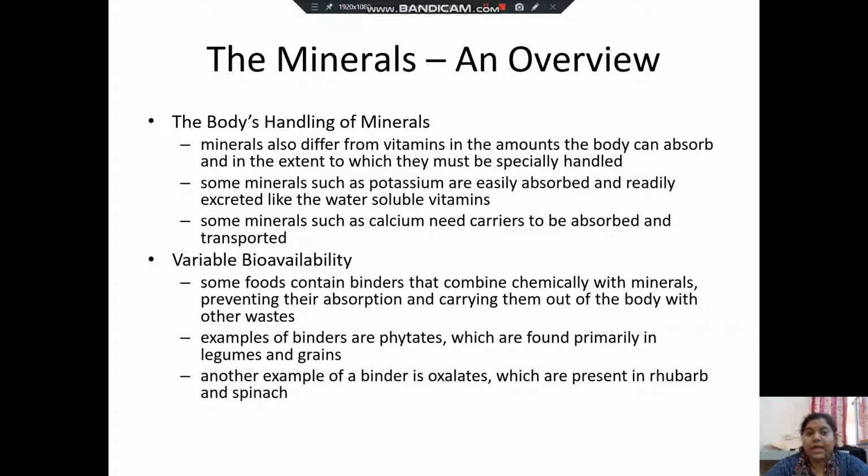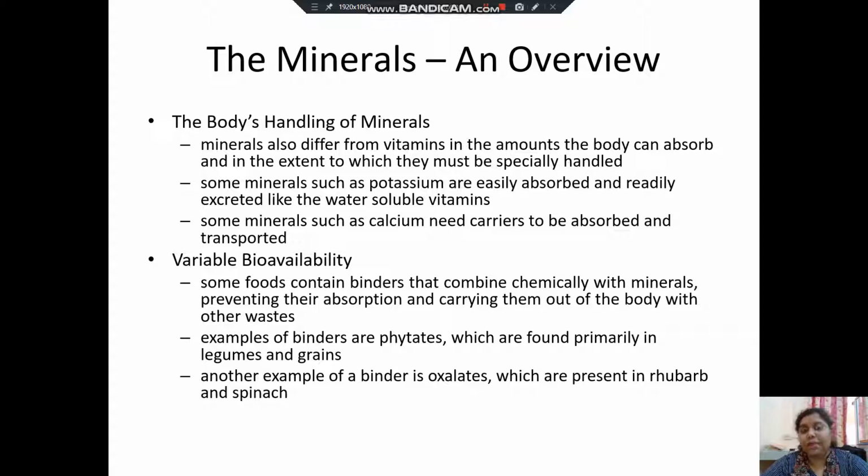So today I will be discussing the minerals as an overview. I'll discuss the body's handling of minerals. Minerals also differ from vitamins in the amounts the body can absorb and in the extent to which they must be specially handled. Some minerals such as potassium are easily absorbed and readily excreted like the water-soluble vitamins. Some minerals such as calcium need carriers to be absorbed and transported.